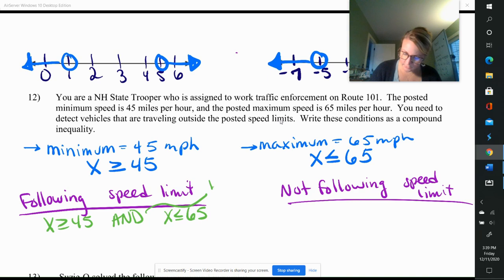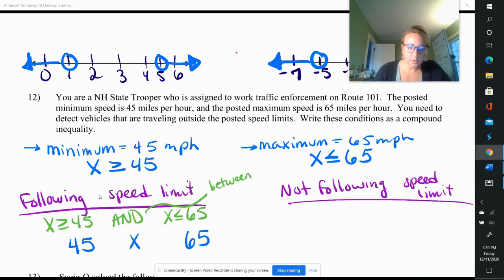So for an AND inequality, if you can squeeze the word between in, then that means that it's an AND inequality. If you're following the speed limit, you're going between 45 miles an hour and 65 miles an hour. So if we want to write this as a compact compound inequality, start with the two endpoints, put the variable in the middle, fill in the right side first, and the left side next. So x needs to be less than or equal to 65 and greater than or equal to 45.